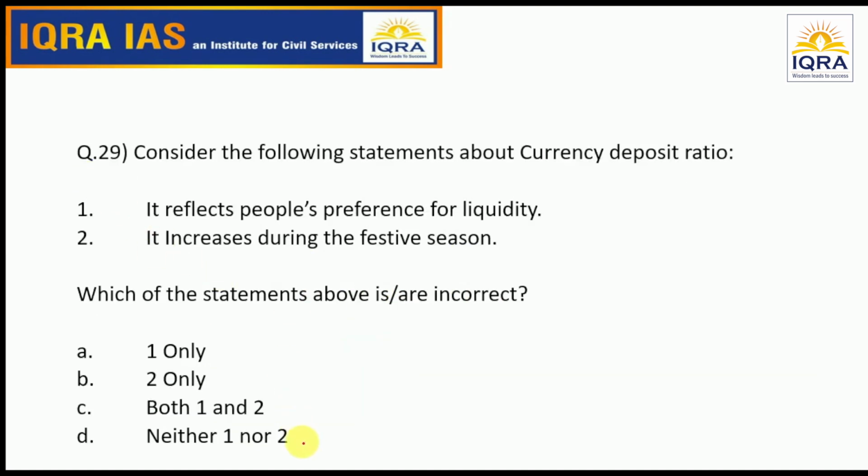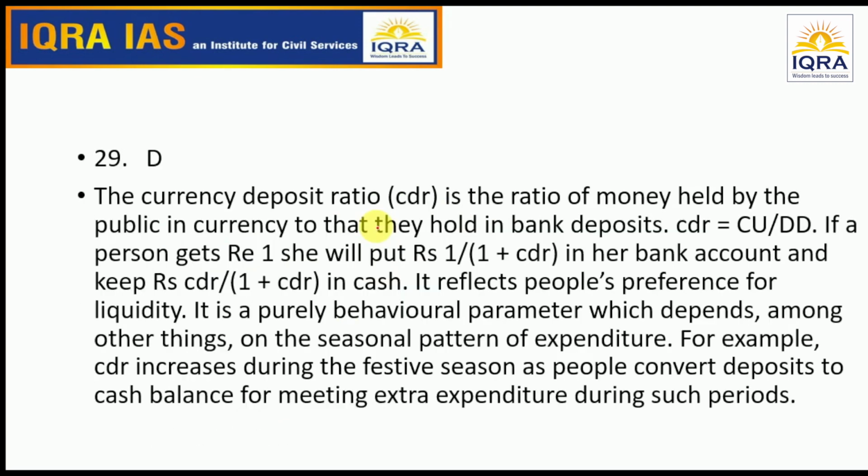Question number 29 is on CDR, that is currency deposit ratio. One, it reflects people's preference for liquidity. Second, it increases during the festive season. No, both are incorrect. Yes, it is the ratio of money held by the public in the currency to what they hold in bank deposits. So it is a ratio of that. And obviously in festive season, CDR will increase because people will convert their deposit into cash balance.